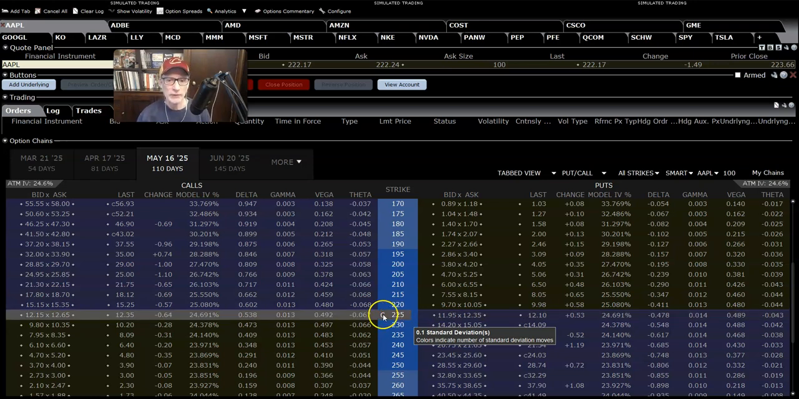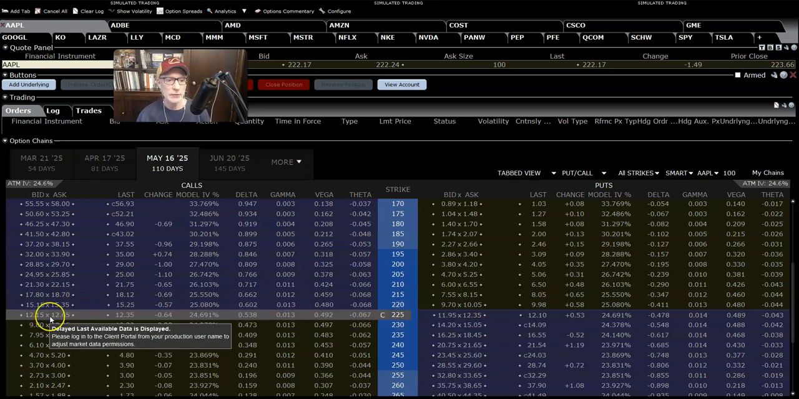So the 225 calls for May are going to lose 6.7 cents per contract. That's $6.70 in actual dollars, just because you flip the calendar to the next day. So if you bought these things for $12.50, tomorrow it's going to be worth $12.44 or $12.43 just because of time decay. You have to understand that.